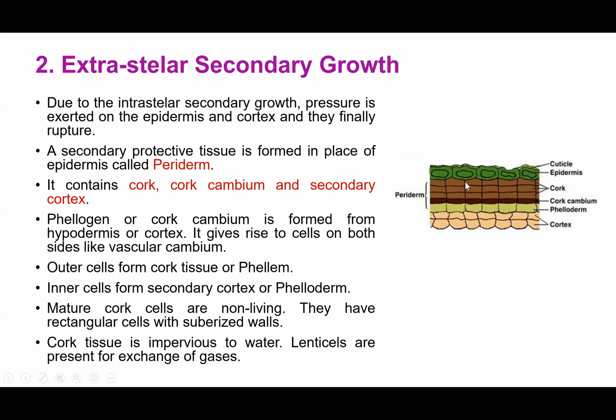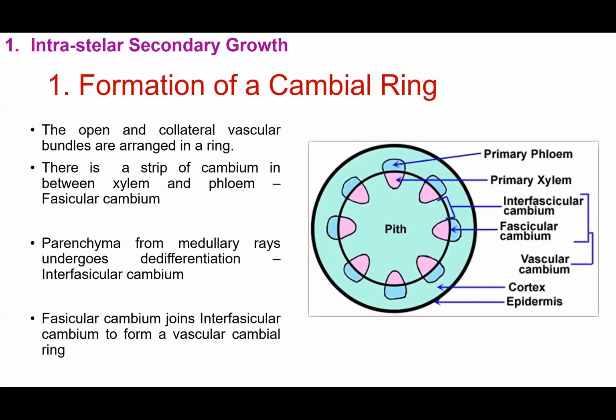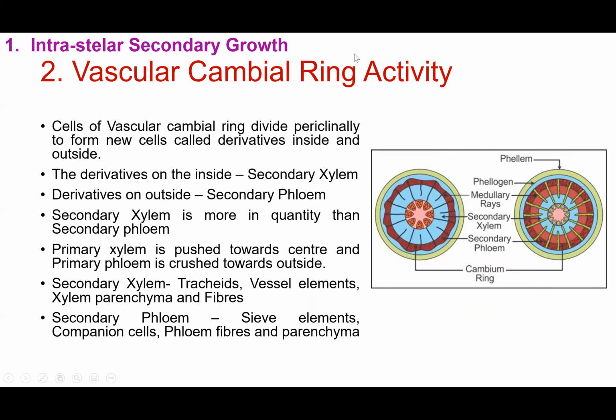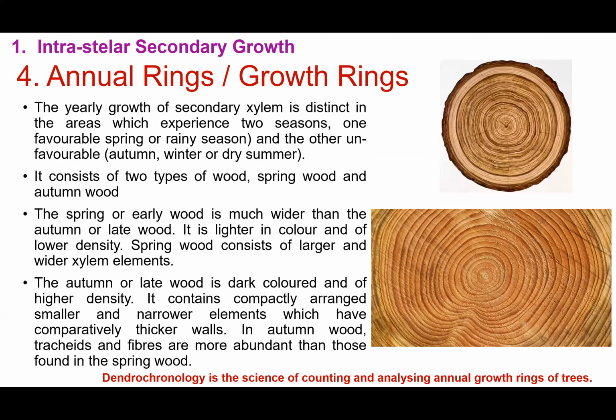So these are the different things that happen during your intrastellar secondary growth, because this is all happening inside your stele, that is near your vascular bundles. First you have the formation of a cambial ring, right? Then you have the cambial ring showing its activity and giving rise to secondary xylem and secondary phloem, and we also have your secondary medullary rays which help in connecting your secondary xylem and secondary phloem.